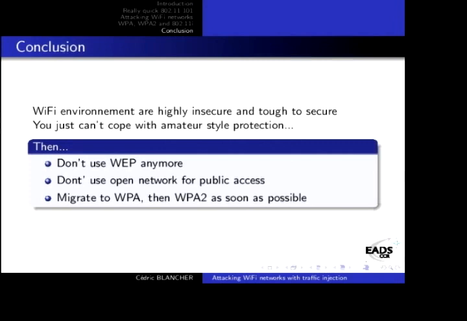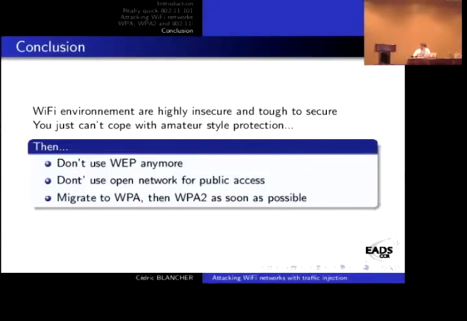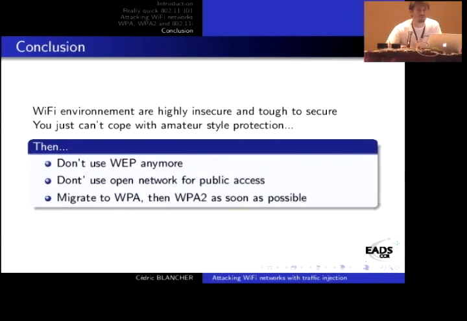So as a conclusion, the Wi-Fi environment is very insecure because it's wireless. And it's very tough to secure. It's very tough to bring security to this kind of environment. And we can't just work with amateur style protection. I mean, I don't know what these guys had in their mind when they produced WEP. WEP is weak. So the conclusion is don't use WEP anymore. Any kind of it. I mean, even with 256 bit keys, it's useless.